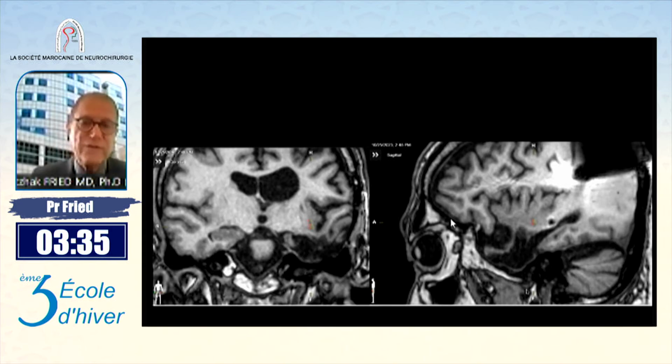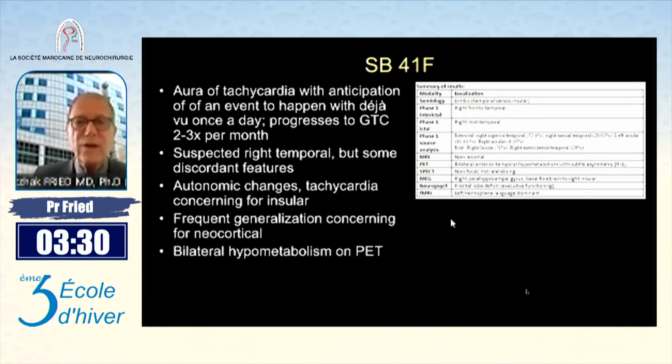And we don't have a tumor, we don't have a lesion, so our approach has to be different. Okay, so if we look at this case, for instance, it's a 41-year-old woman who has an aura of tachycardia with anticipation of an event to happen, with déjà vu once a day, progressing to generalized tonic-clonic seizures. Suspected right temporal, but there were some worrisome signals like autonomic changes, tachycardia, and fear, and we were really debating.